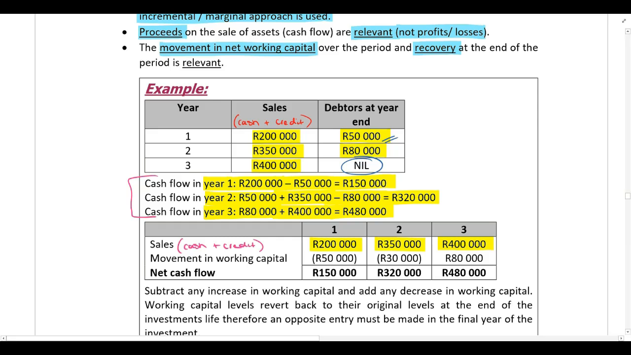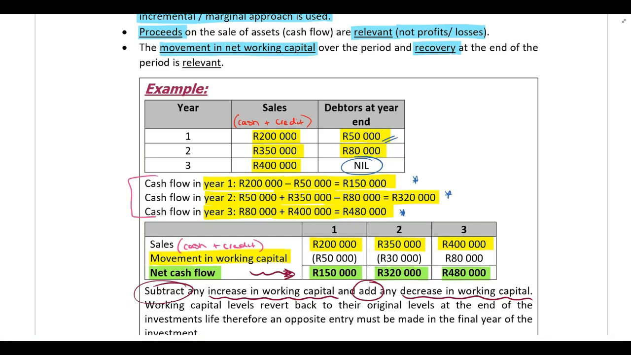Then what we do is we take into account the movement in working capital. And by taking the movement in working capital into account, this is going to give me my net cash flow. So you will see that these cash flows over here tie into the cash flows that are calculated above when I worked through this calculation with you logically. So what do we do in order to get these cash flows? If we have any increase in our working capital, we subtract that. And if we have any decrease in our working capital, we add that.